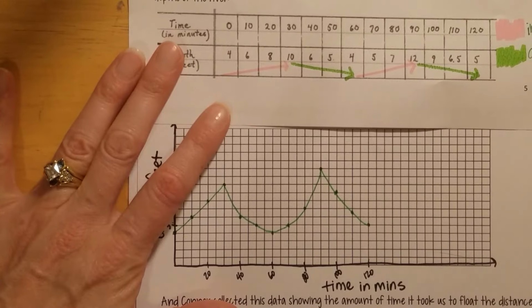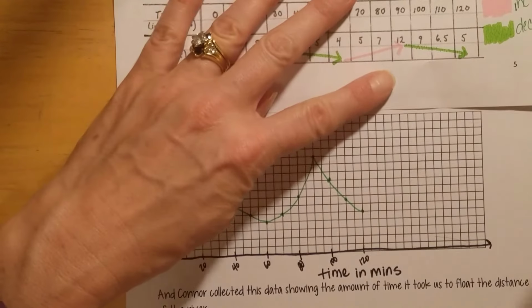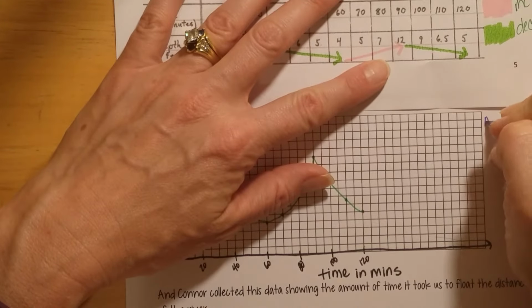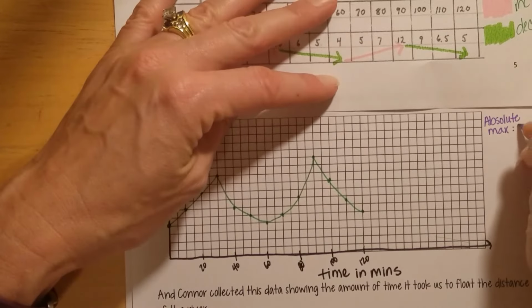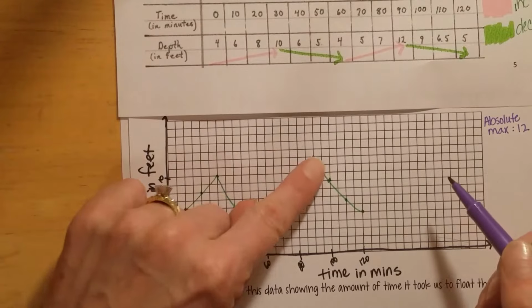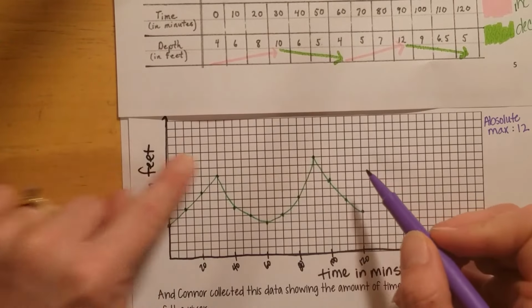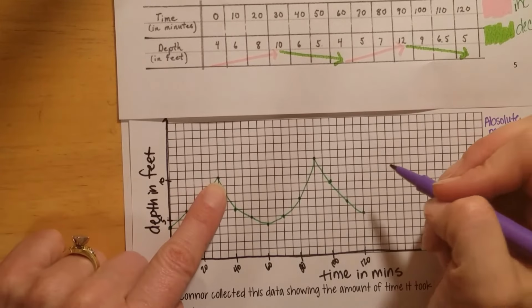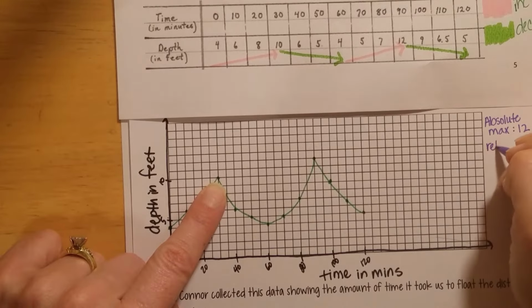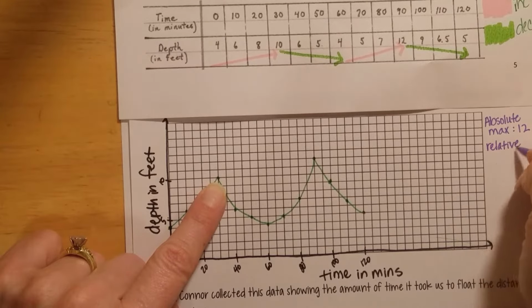Okay, so my absolute maximum, sorry I didn't leave you guys a whole lot of room, is 12. And all we do is write the Y value of that point. That's all we write. So then that makes this one right here a relative maximum, and that is at 10.